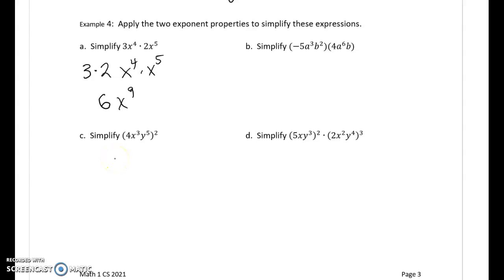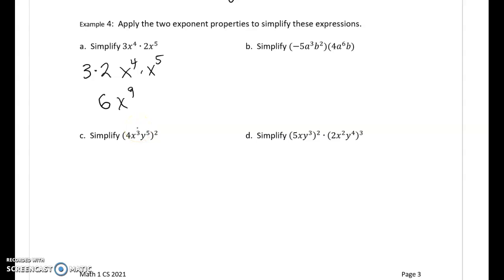I'm going to skip over the part C. All right, so here we have something a little different. All right, we have this exponent of 2 hanging around. All right, this big base right here of 4x cubed y to the 5th.